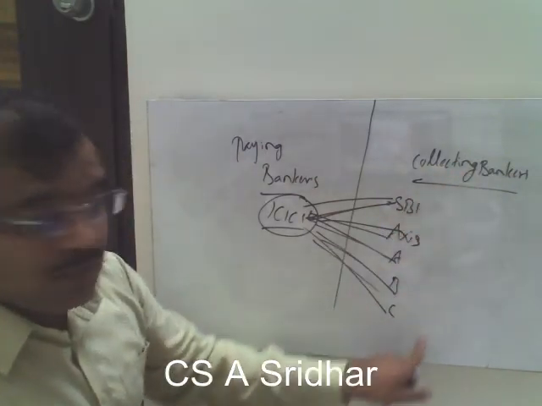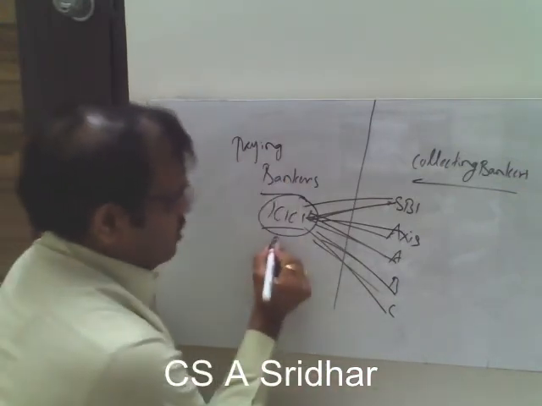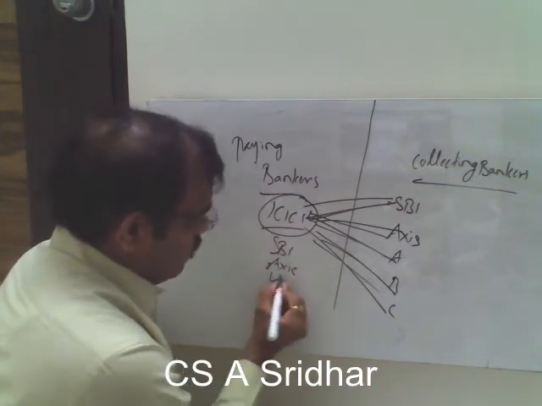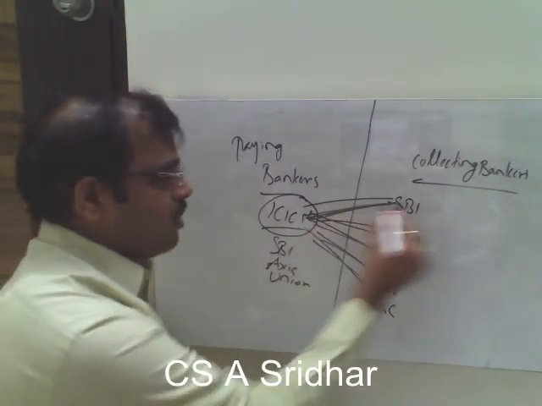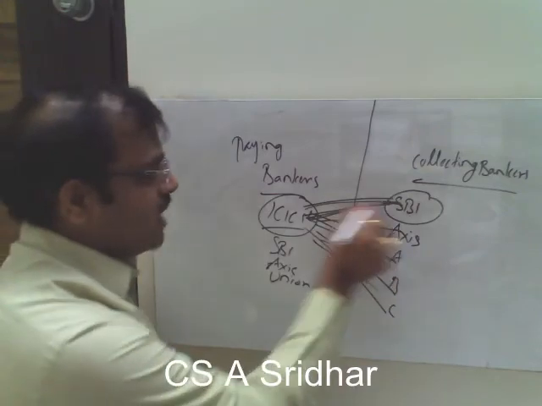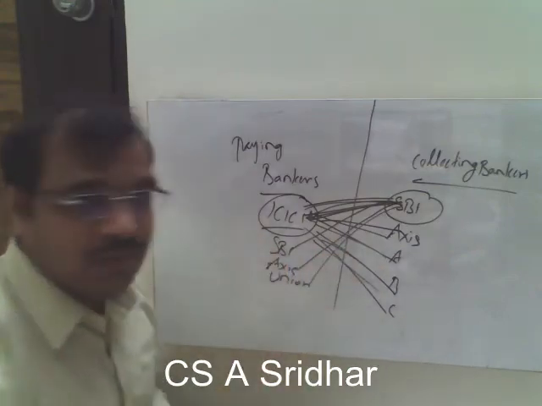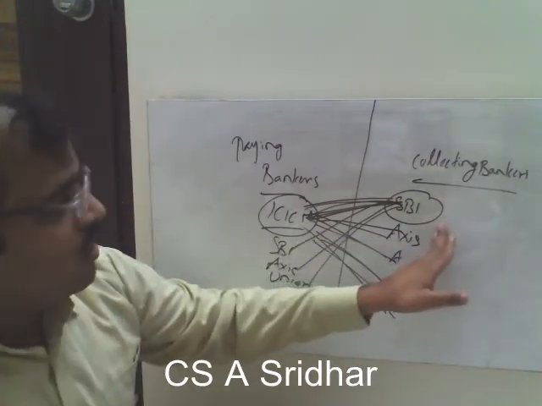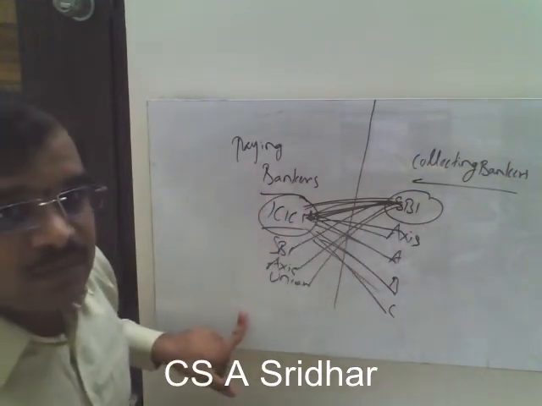Like this, when we have so many collecting bankers, in the same manner we have so many paying bankers also: SBI, Axis, Union Bank. Like this, there are so many banks, and all these banks have to approach the collecting banker. Suppose the collecting banker SBI is approaching ICICI Bank, Axis Bank, Union Bank. Why? Because SBI has so many customers who have deposited checks. When they are depositing the check, the collecting banker has to receive the amount from various banks.